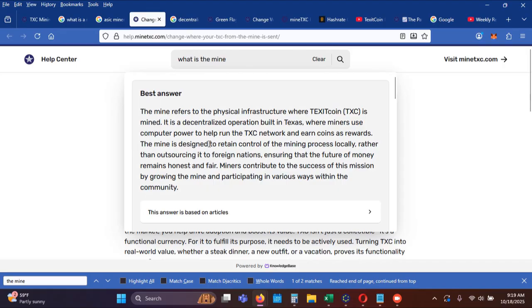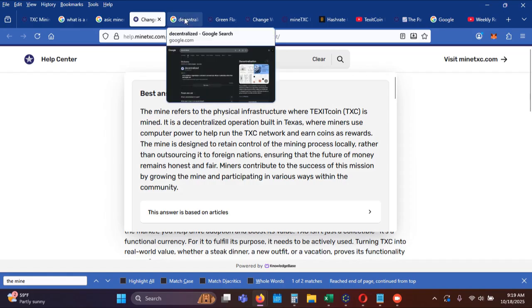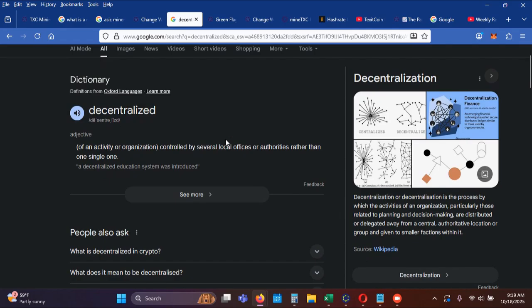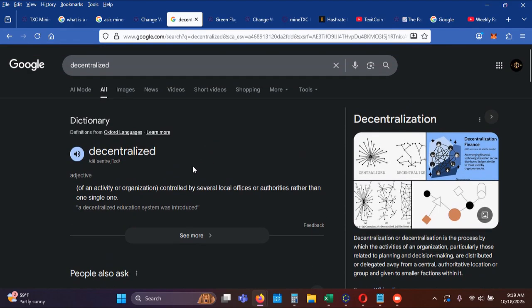But for those people that are not familiar with cryptos, you might come out here and say, hey, what does decentralized mean? And when we look at the Google definition for it, it says here, controlled by several local offices or authorities rather than one single one. Okay. So this is essentially saying, hey, instead of having your mining equipment in one location at XYZ address, you'll have one at XYZ and ABC and DFF, right? So you have it in different locations.